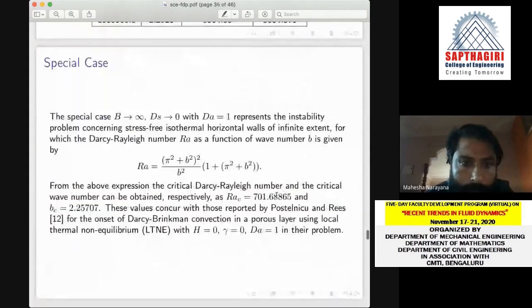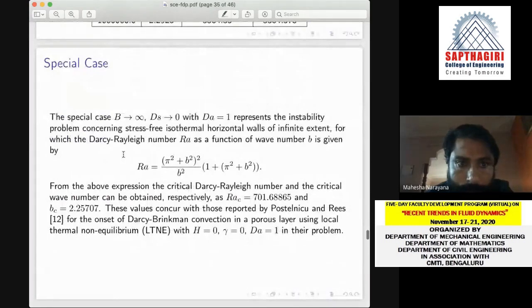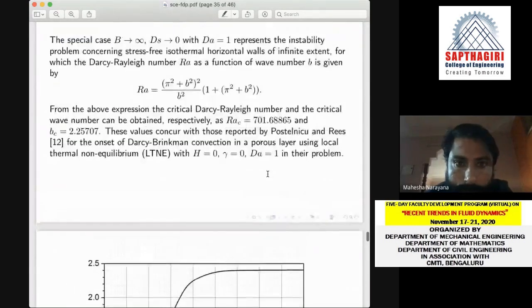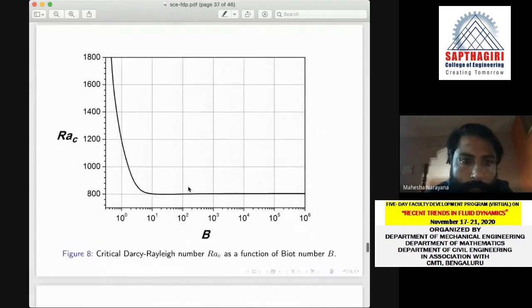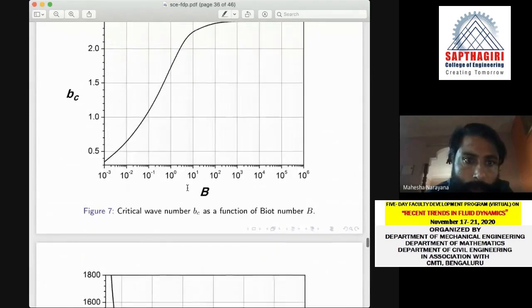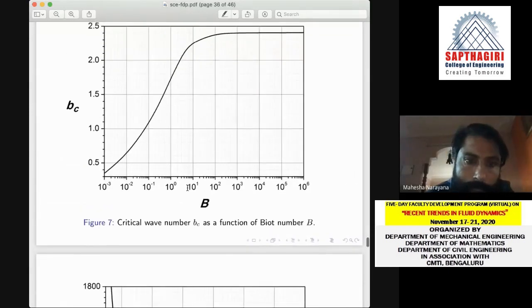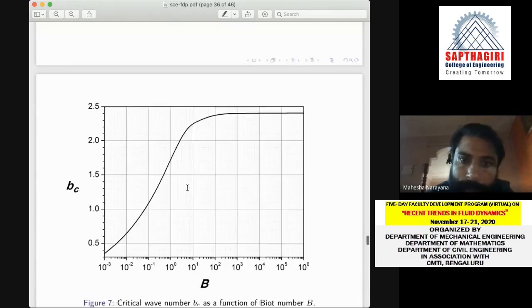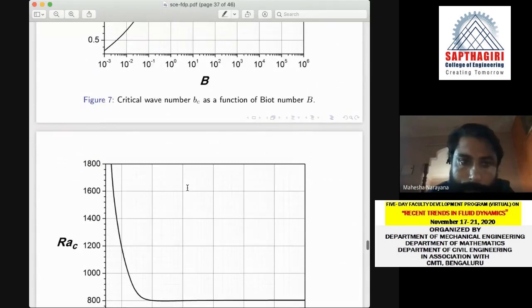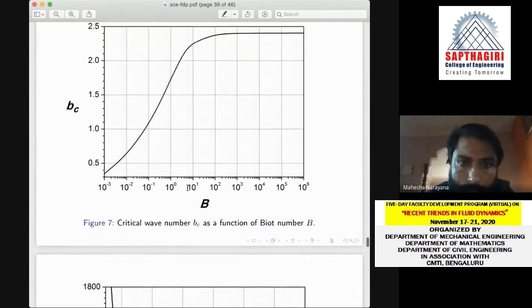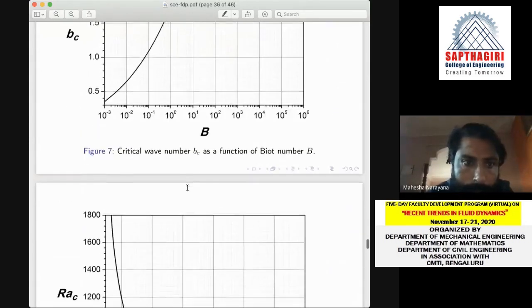And I don't want to spend time on this special case because it's not that important in the present scenario. And also these graphs, which are very important from the fluid mechanics point of view, I will skip for the reason of time. And also there may be people who are not from the fluid mechanics background.